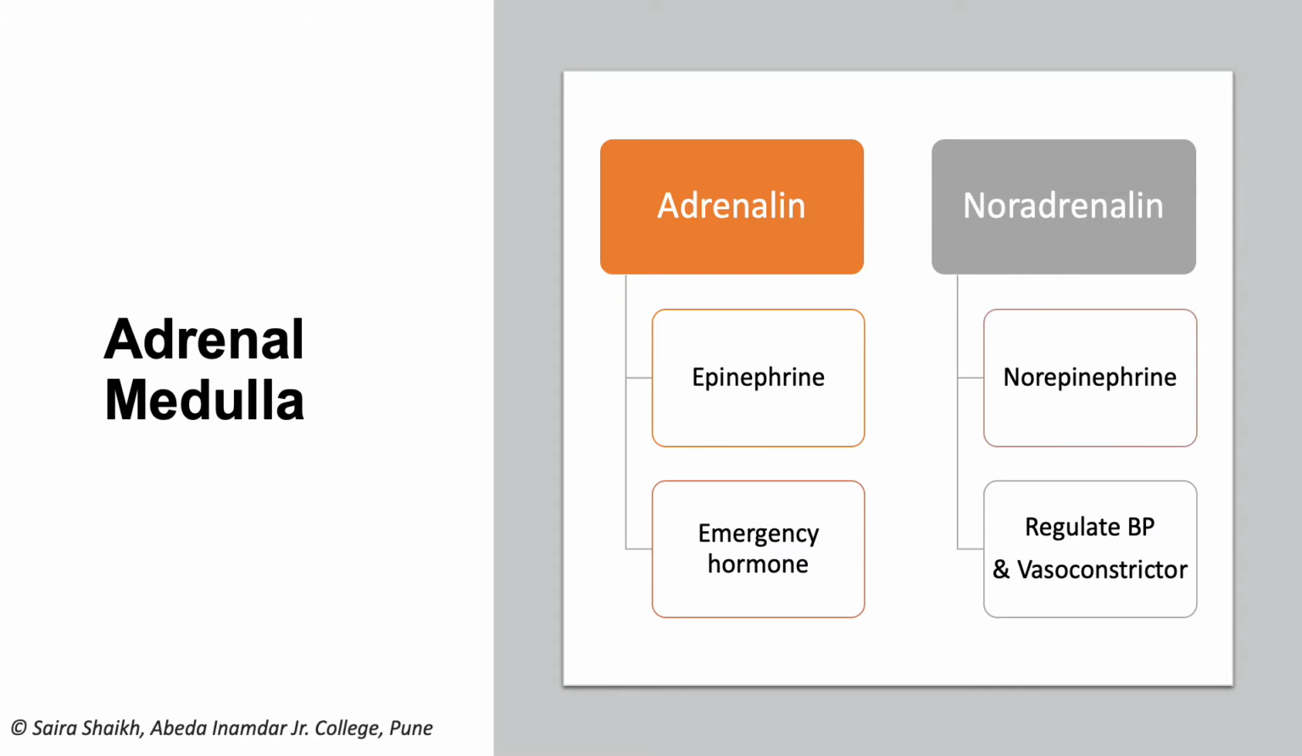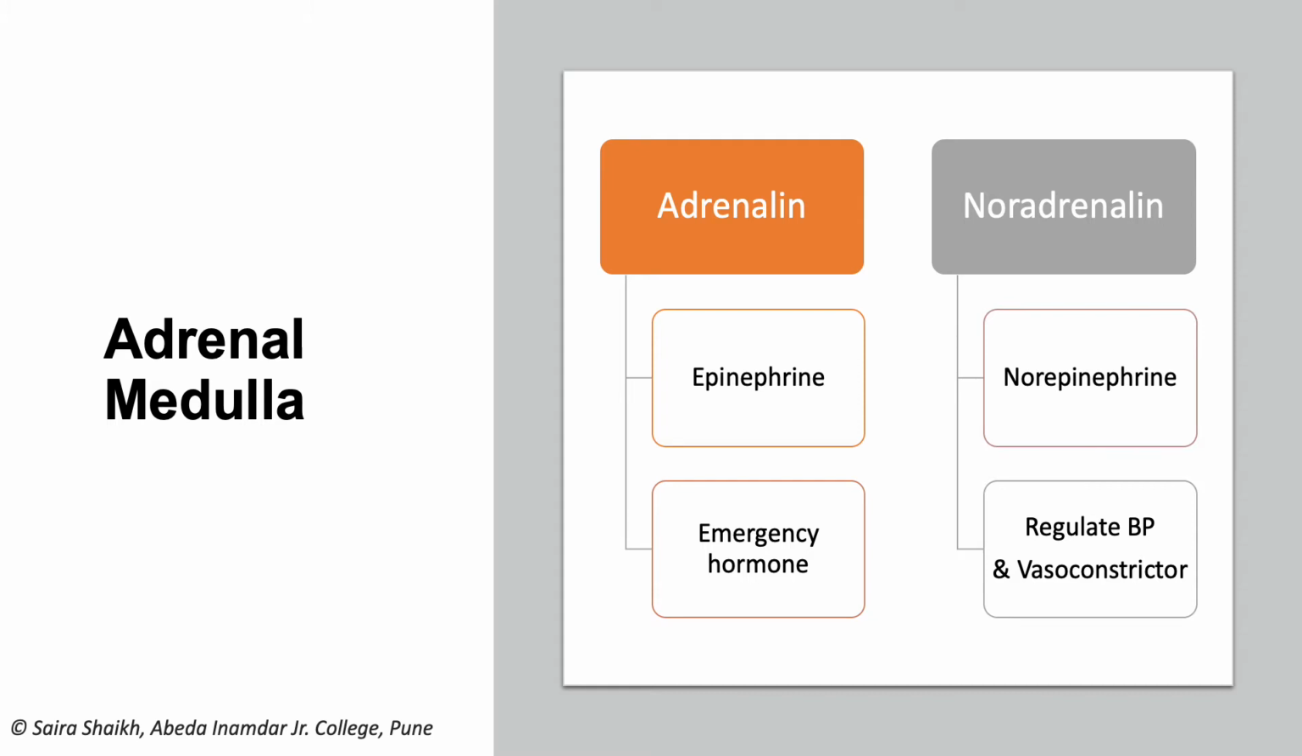Adrenal medulla is the innermost part of the adrenal gland. This part gives two different hormones, adrenaline and noradrenaline. Adrenaline is also called epinephrine, while noradrenaline is also called norepinephrine.